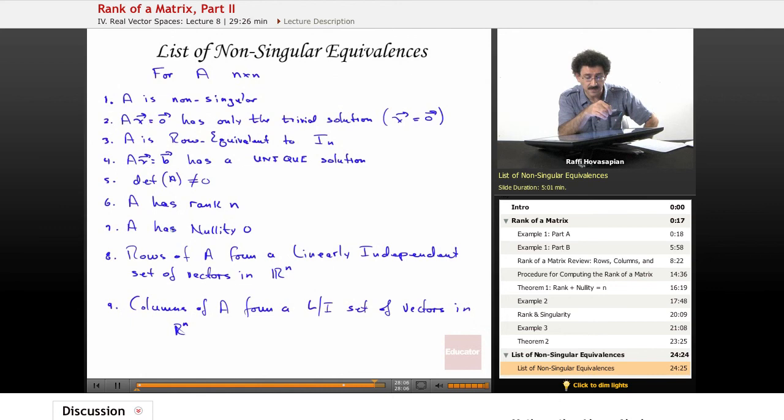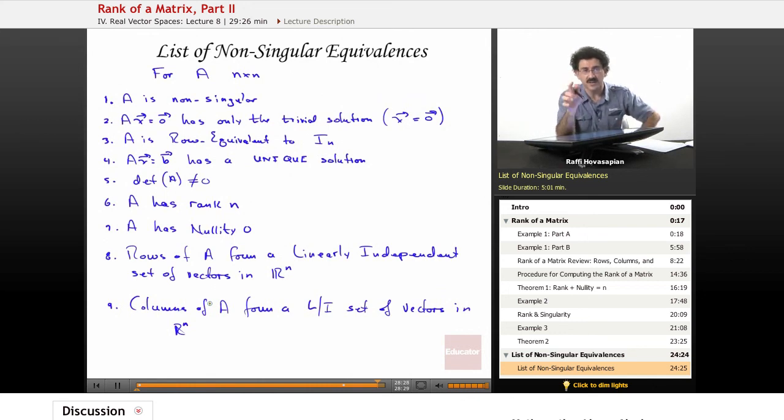I know that the nullity, the solution space, is 0, which is the same as saying X is 0, it's only the trivial solution. I know that the rows of A form a linearly independent set of vectors in Rn. I know that the columns of A form a linearly independent set of vectors in Rn.